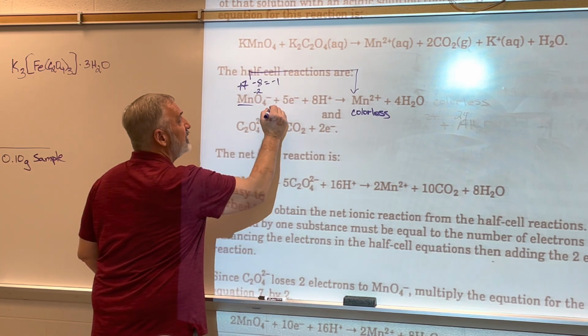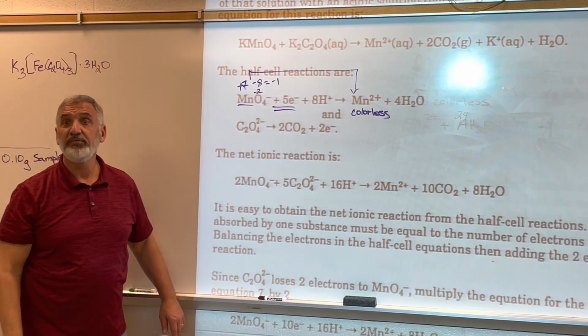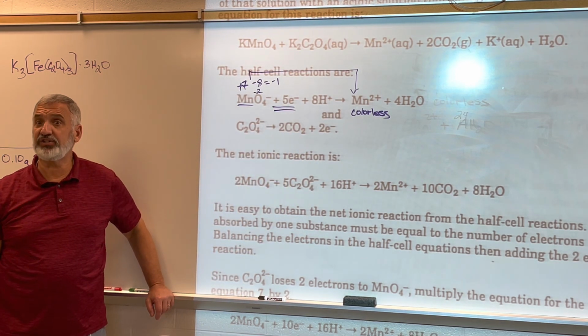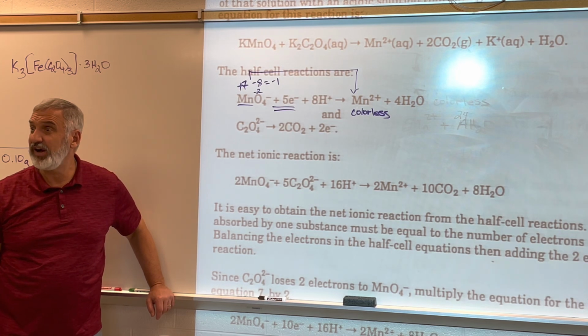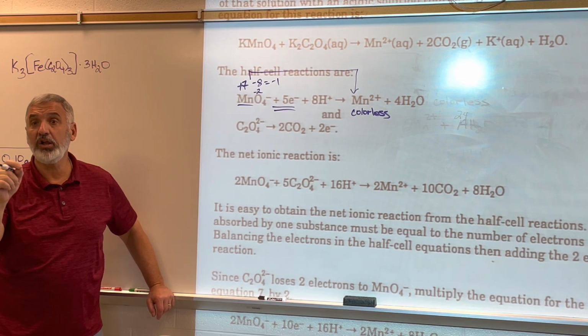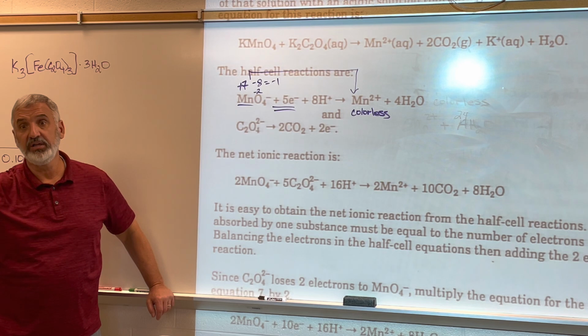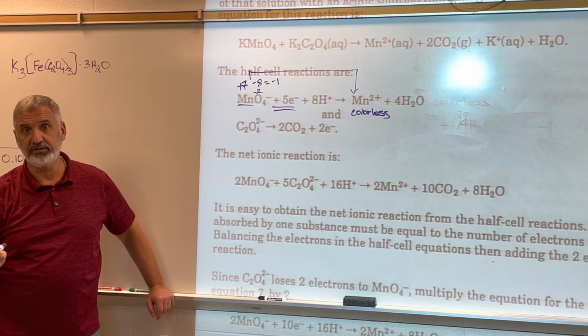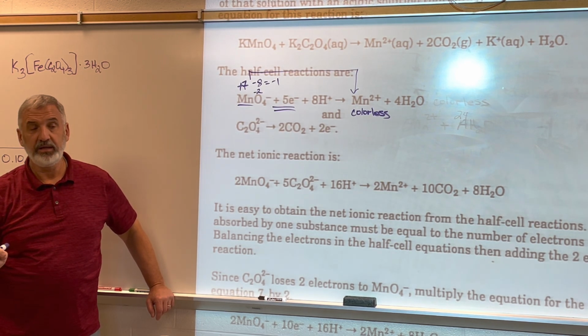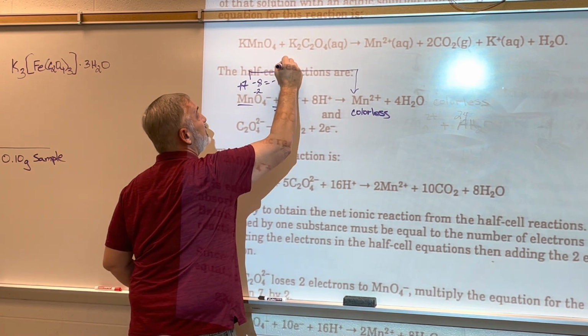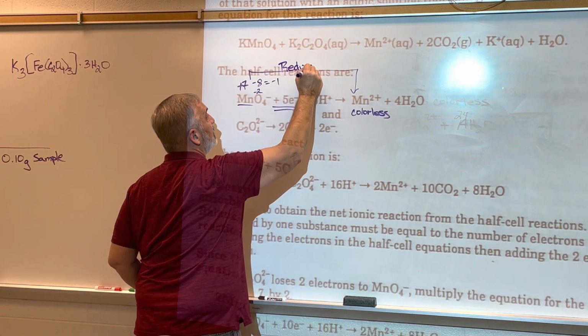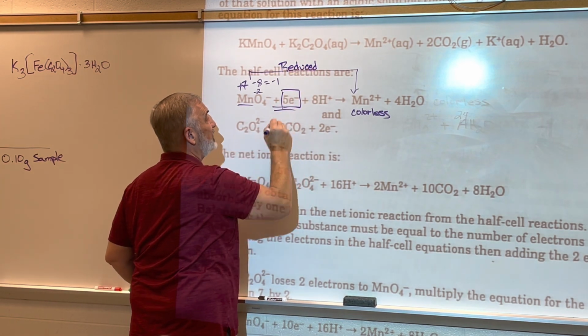Another way you can see. Notice it's saying plus 5 electrons. I'm adding 5 electrons. LEO goes GER. Loss of electrons is oxidation. Gain of electrons is reduction. Right? I'm gaining electrons, so it's being reduced. It's gaining 5 electrons.